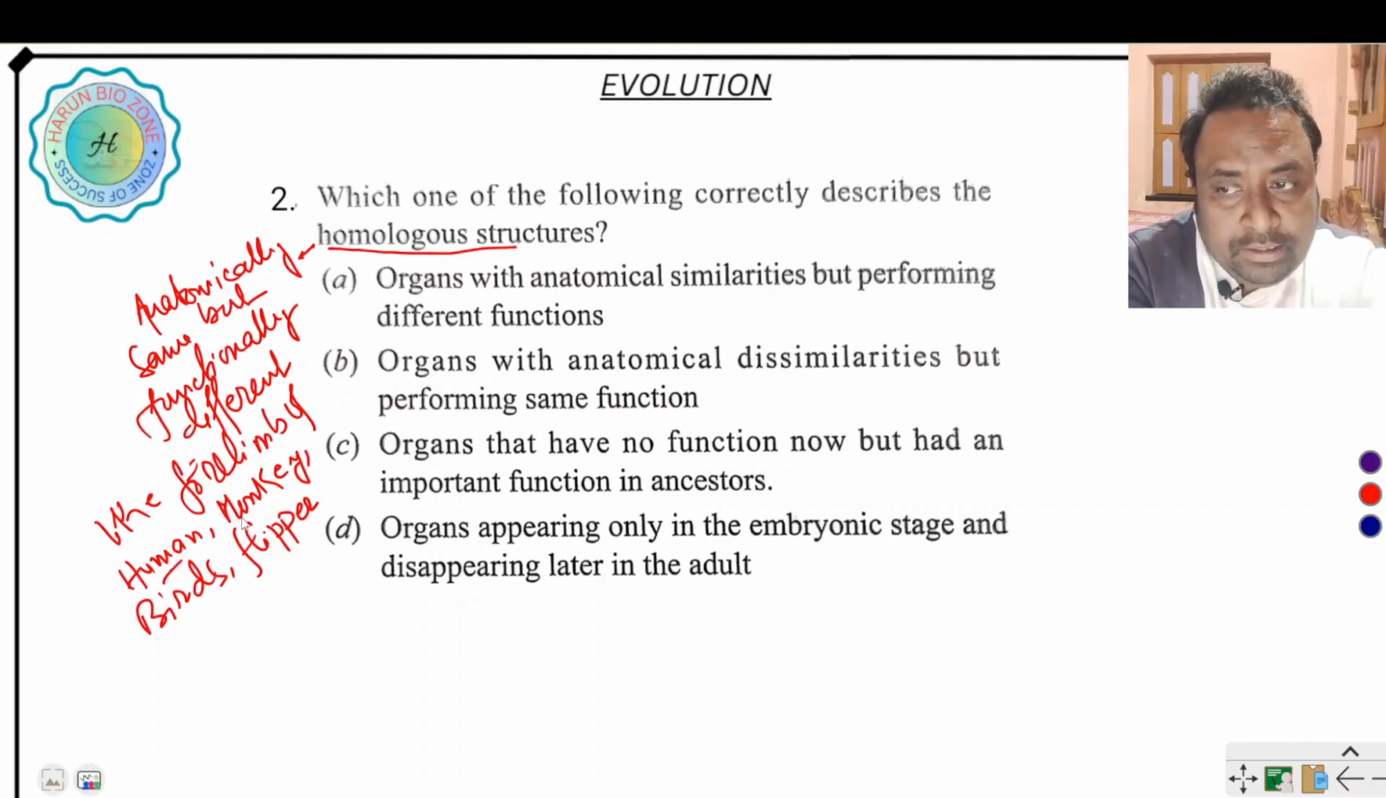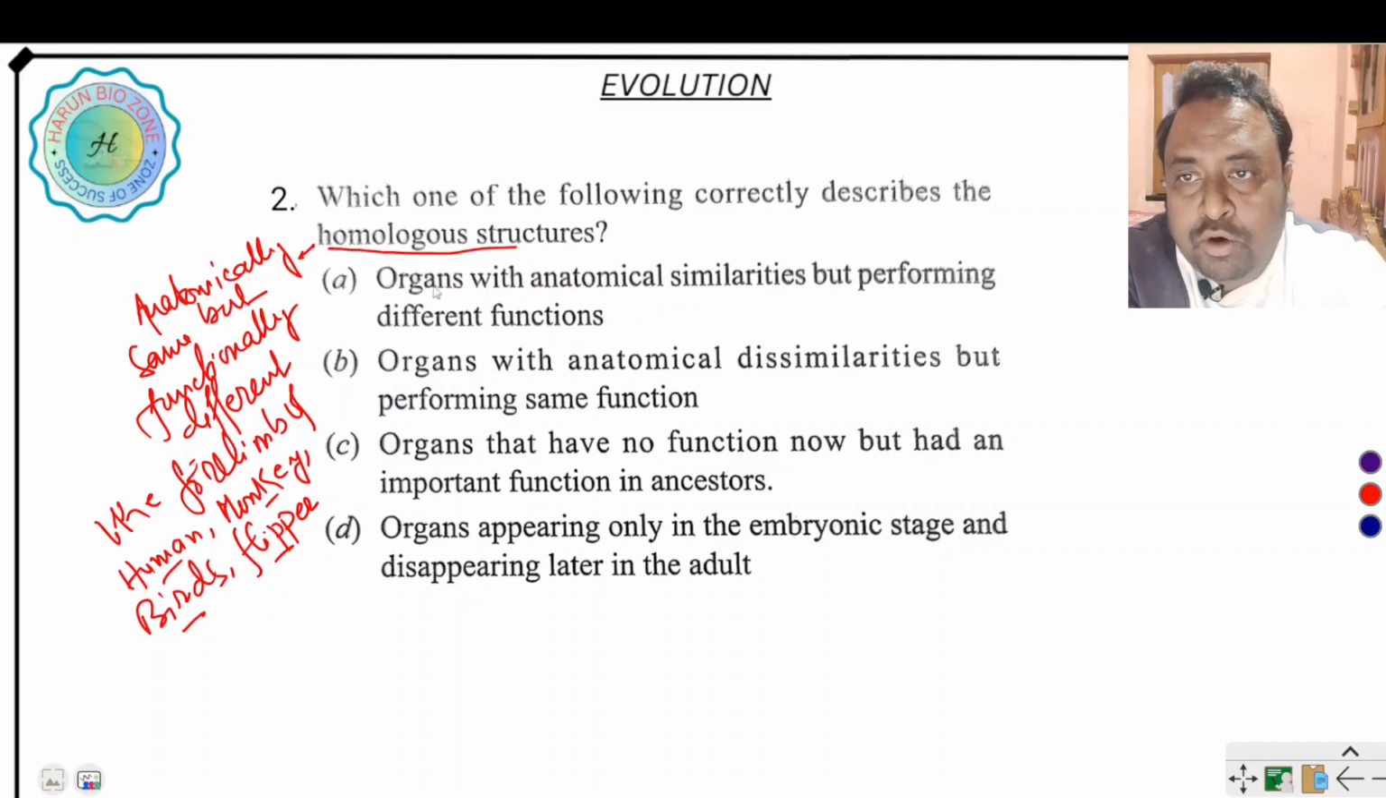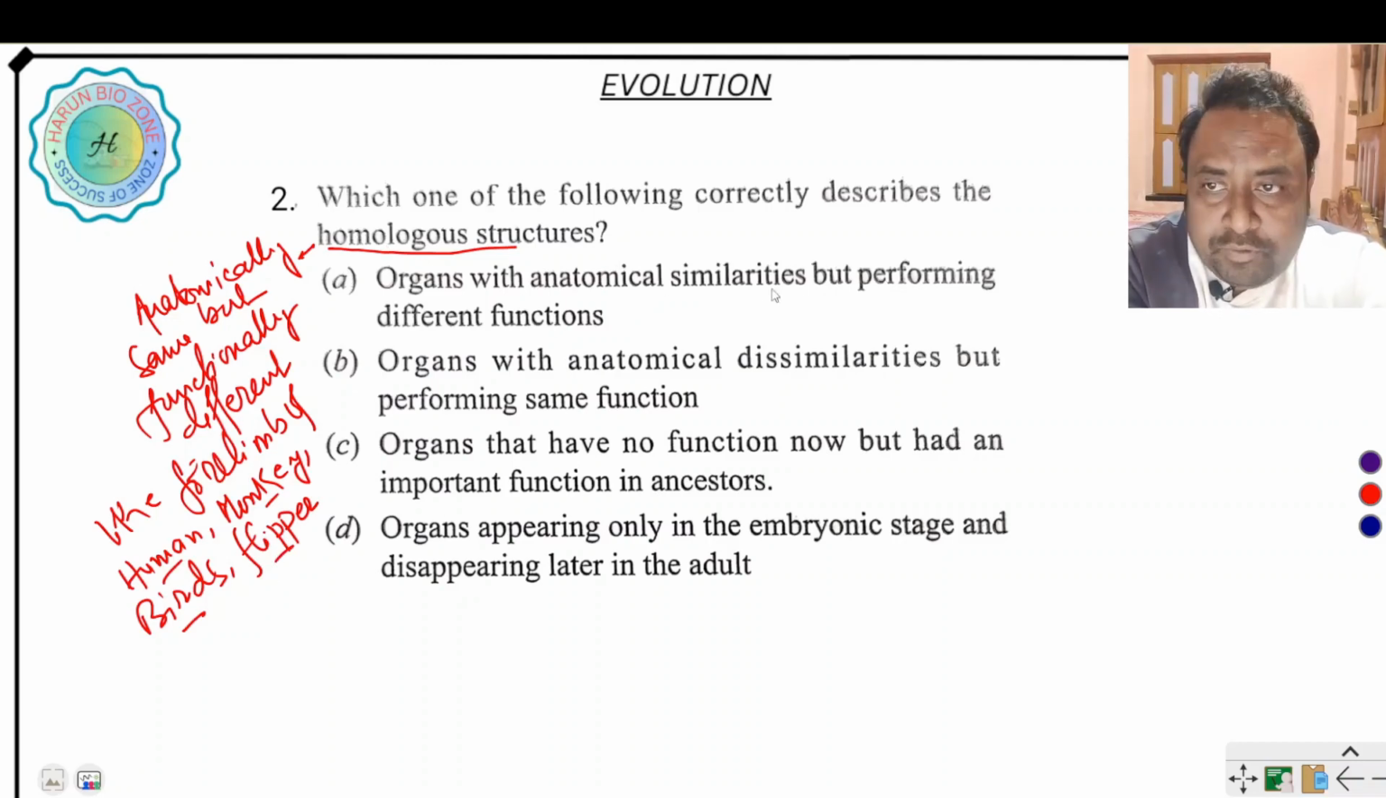Human for walking, human for catching something, monkey for catching tree trunk, birds for flying, and flipper for swimming. The organ with anatomical similarity but performing different functions: this is the correct answer. Another option, organs with anatomical dissimilarities or performing the same function: this is an analogous organ.